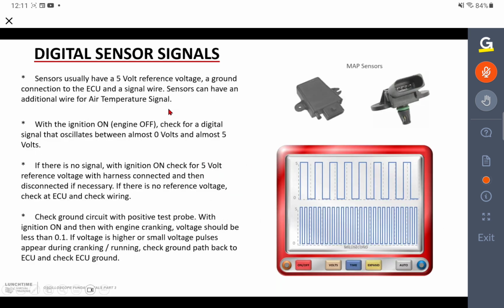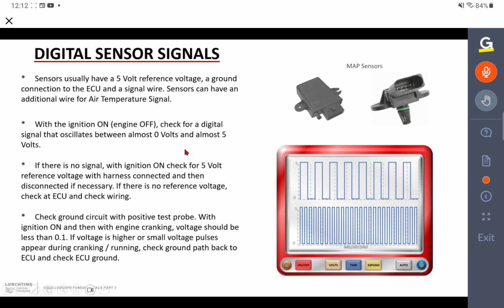Okay. Other uses of digital signals, certainly on sensors. MAP sensors. Now the one I'm highlighting with the pointer there, that's a typical old Ford MAP sensor from a few years back. And on the right hand side there, we've got the more modern type of MAP sensor, which is attached directly to the intake manifold. The Ford one used a vacuum pipe connection. But again, they both produce a digital signal.